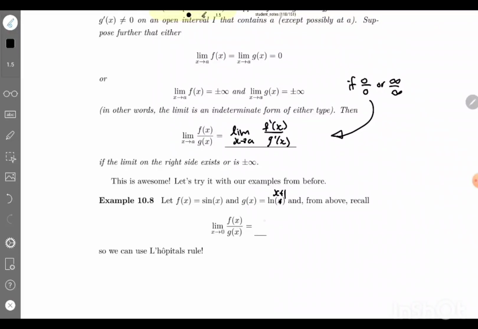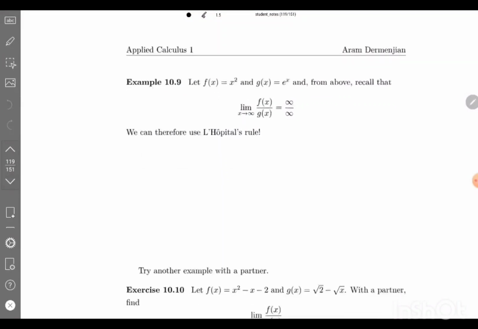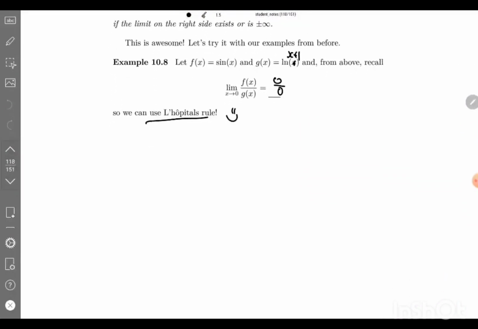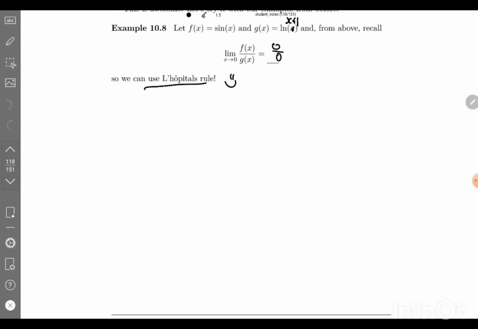So we have that this is 0 over 0, and so we can use L'Hopital's rule. This makes us happy because that'll make our life easier. So what that means is I can actually apply this, right? Let's apply this. Let's take the derivative.